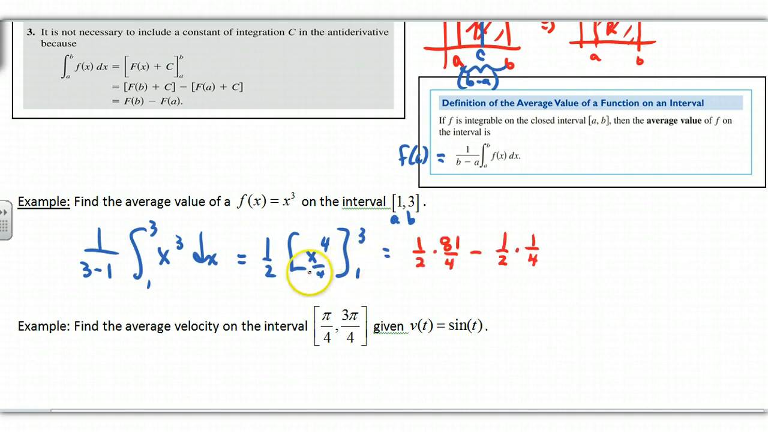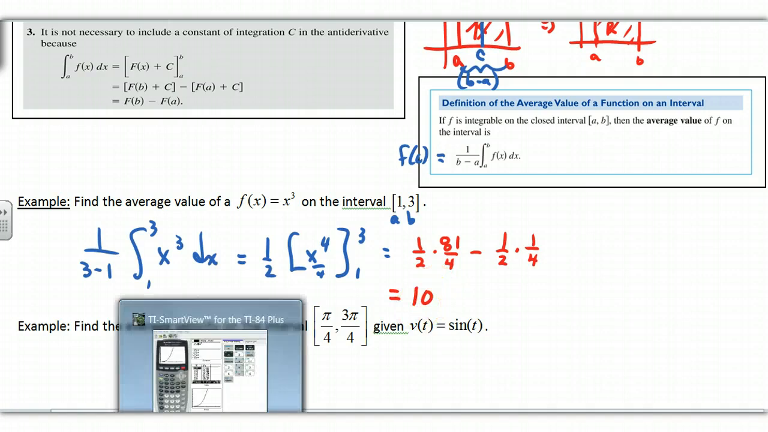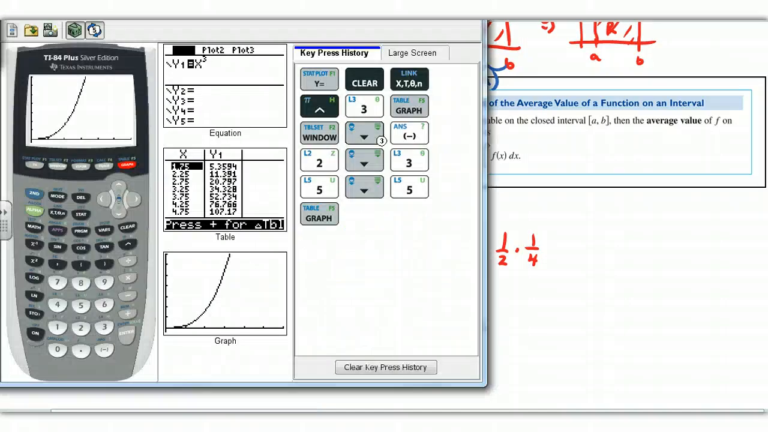So you can pause this and try this, but I've already started. Take the 1/2, plug in the 3 first. 3 to the 4th is 81, so I get this. Minus the 1/2, plug in the 1. 1 over 4. And so then you can simplify this and to simplify this I get 10. Now if you want to check this with your calculator, remember that you can do the integrals on your calculator.